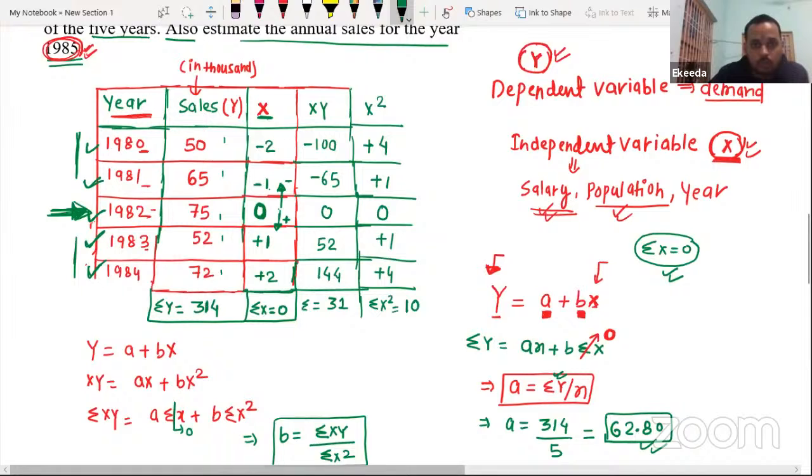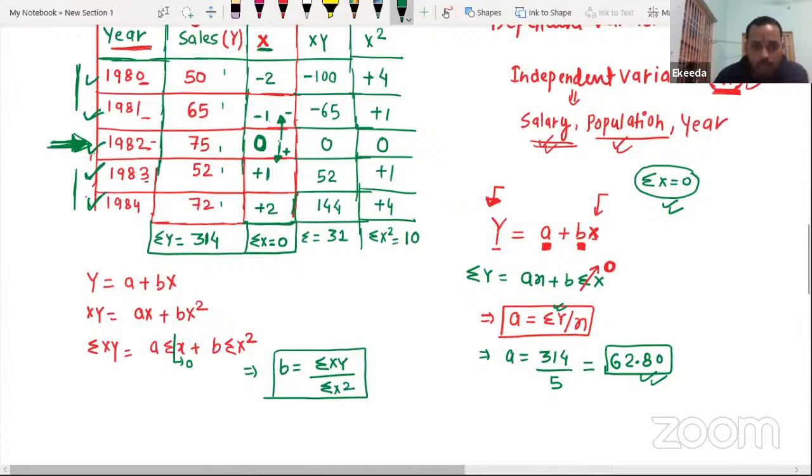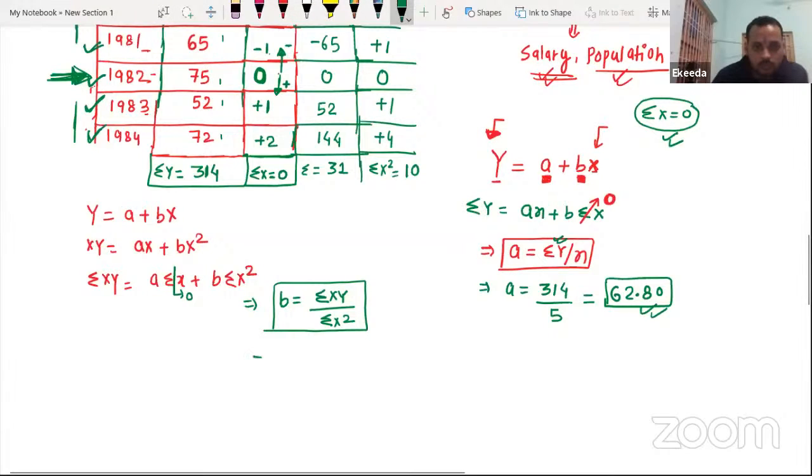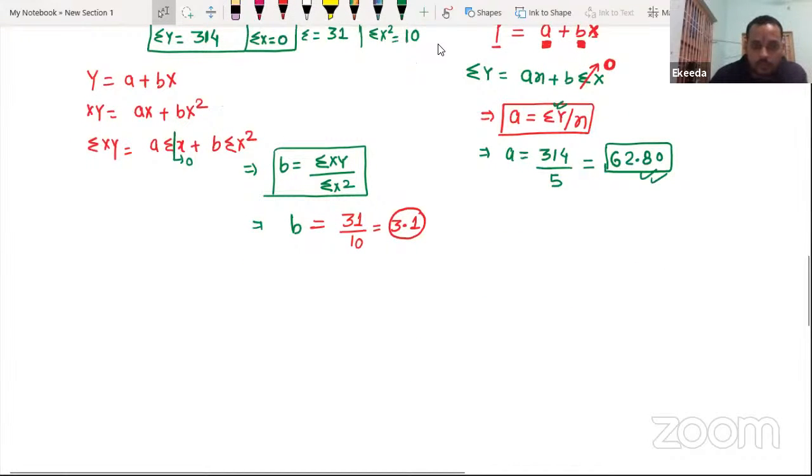So now what you are going to do? You are just going to put that value. Okay, so for b, summation xy. So this is 31 divided by 10. So this is going to be 3.1. So what you can do? We have got our equation as y equals a, that is 62.80, plus b, this is 3.1 x.